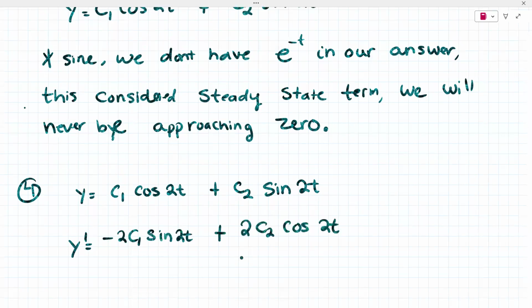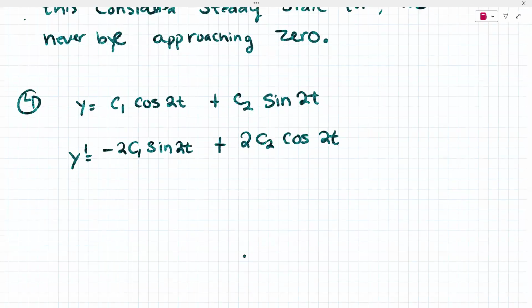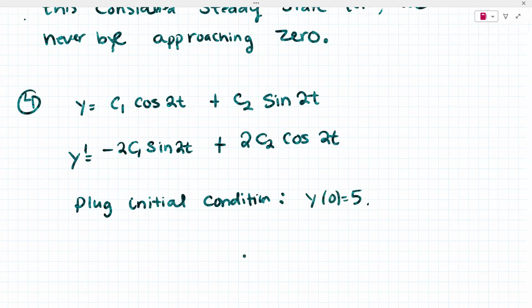And then you plug in the initial conditions. y of 0 equals 5, and we also know that y prime of 0 equals 6, right? We're doing this just to find our c1 and our c2.